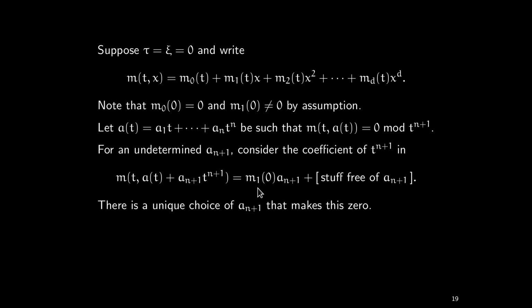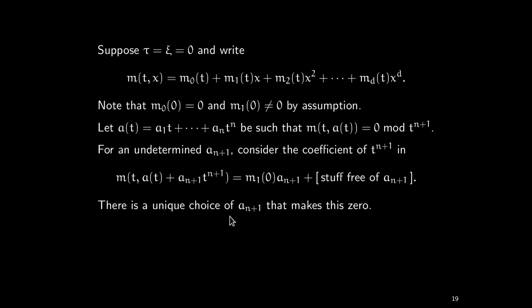Maybe I should have written this here. This is only equal mod t to the n plus 2. So the a n plus 1 will also appear in the higher order coefficients. What is written here is the coefficient of this monomial in this expression. This is what we want to turn 0 so that the equality holds true mod t to the n plus 2.